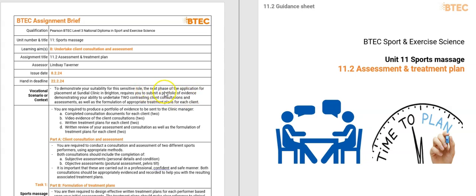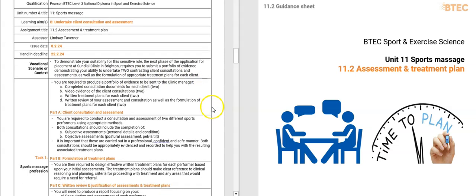So the next phase of the application for placement at the local clinic in Brighton requires you to submit a portfolio of evidence demonstrating your ability to undertake two contrasting client consultations and assessments, as well as the formulation of appropriate treatment plans for each of those two clients. What you'll need to include in this portfolio are two completed consultation documents. By the way, you're going to have to design that document yourself. You're going to use it when you do your consultation, and it'll be typed up and put in this assignment proof document for each of the clients.